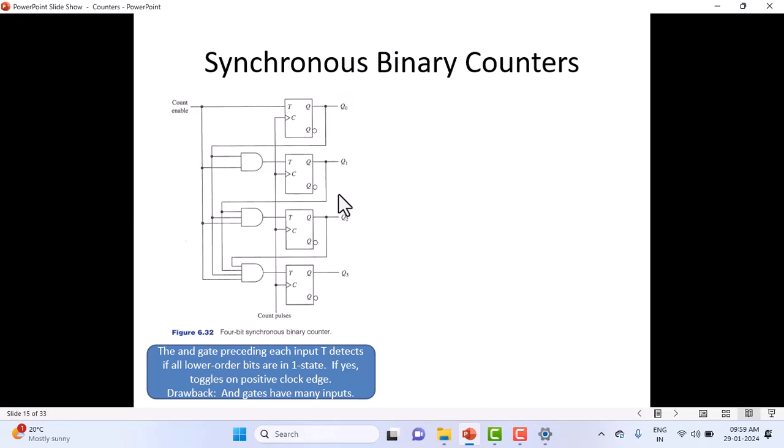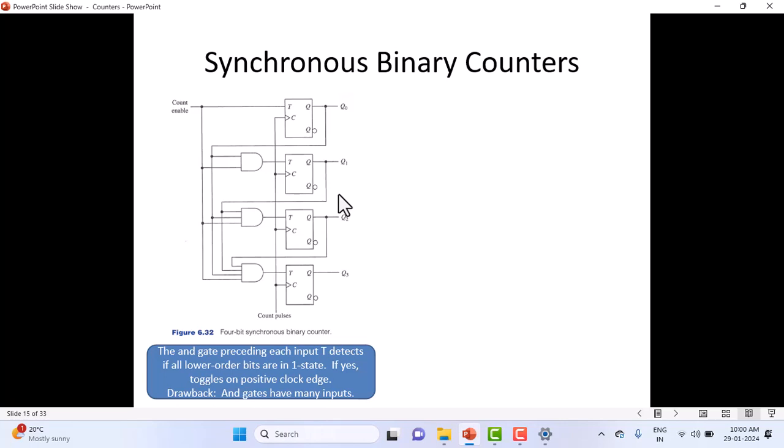Look at here, the AND gate preceding each input T detects if all lower order flip-flops are in the 1 state. The AND gate output will be 1 only if all the lower order flip-flops are 1. If you are looking at this particular AND gate, the lower order flip-flop is this. If you are looking at this AND gate, the lower order flip-flops are these two. If you are looking at this particular AND gate, these three flip-flops are lower order flip-flops. Until they become 1, the output of the AND gate will not change. That's how it has been written here: if lower order bits are in the 1 state, toggle on the positive clock edge.